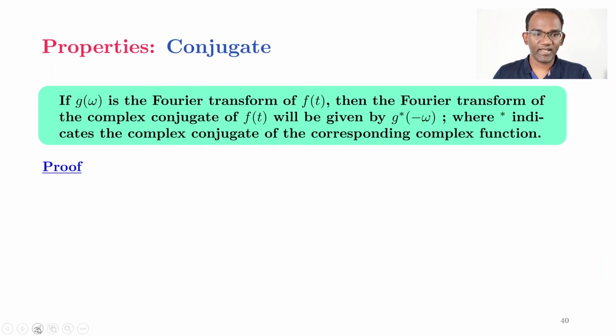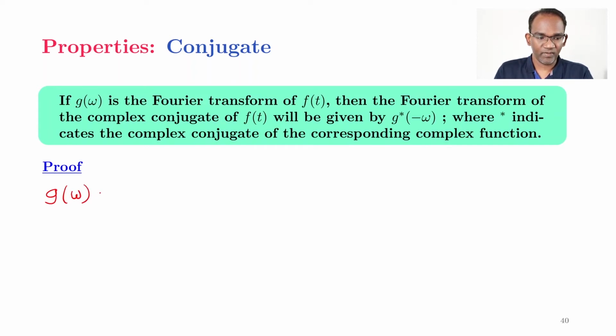The next property is the conjugate property. If g(ω) is the Fourier transform of f(t), then the Fourier transform of the complex conjugate of f(t) will be given by g*(−ω), where star indicates the complex conjugate of the corresponding complex function. Let us try to prove this.